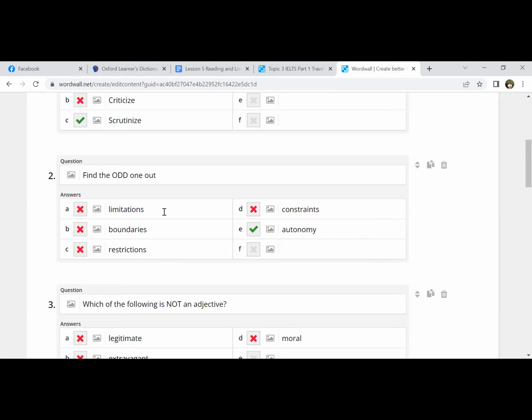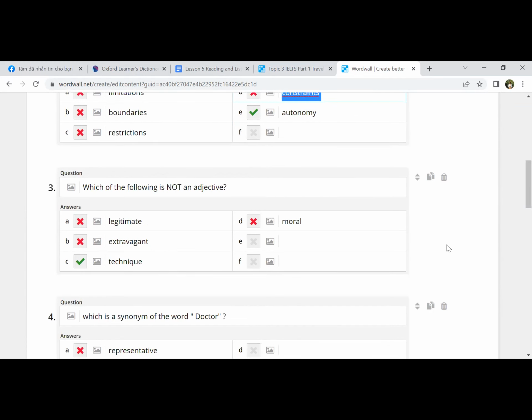And everybody here, the word limitations, the other 4 options, they are synonyms, right? Limitations, restrictions, boundaries, and constraints. They all mean that you are not allowed to do things and there are some certain limitations. Okay, so now I will move to number 3.